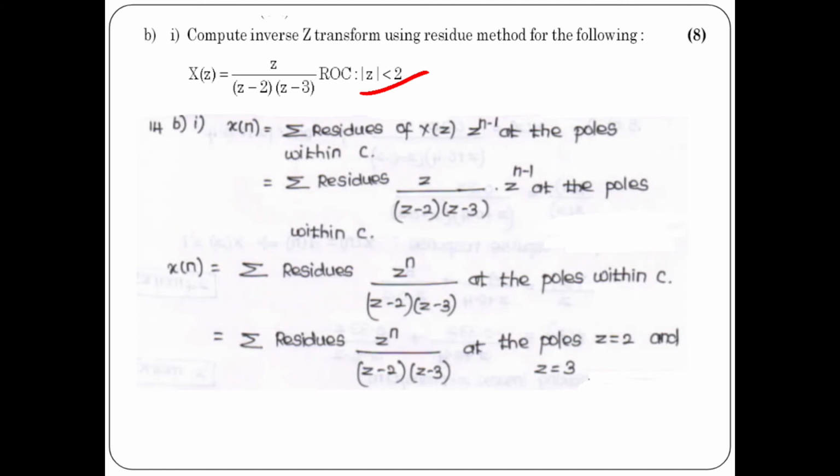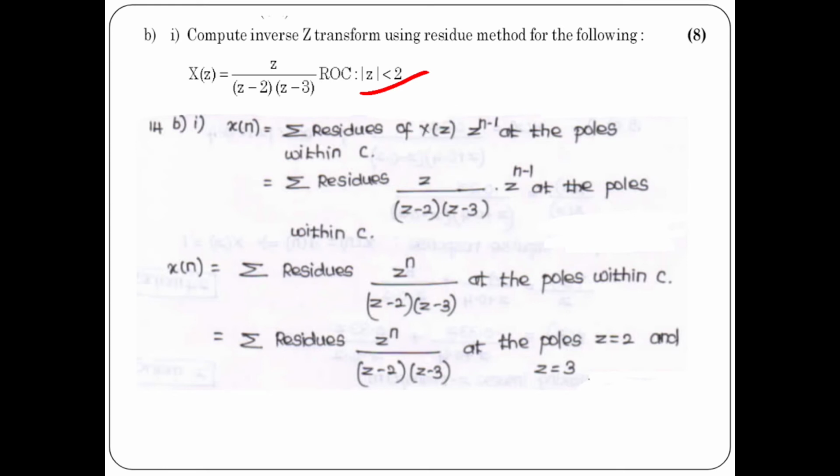So write the formula. We have to find x of n from x of Z, that is, the inverse Z transform of x of Z will give you x of n. One of the methods is the residue method, that is equal to the summation of residues of x of Z into Z power n minus 1 at the poles within C. Okay, in place of x of Z, you substitute x of Z given in the problem, Z divided by (Z minus 2) into (Z minus 3), multiplied by Z power n minus 1.